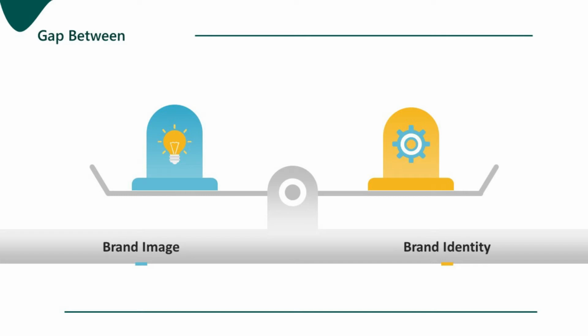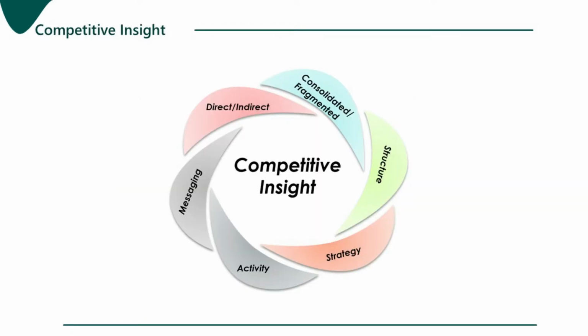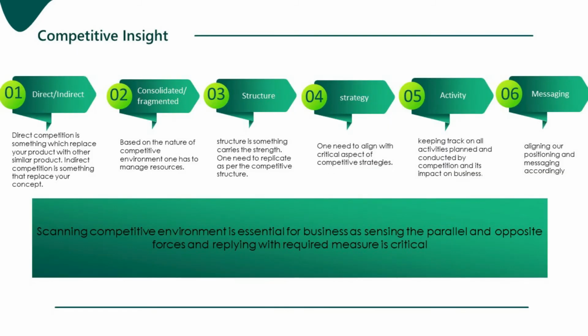It is evaluated on the basis of 3 concepts. First is perception, that is how the brand is perceived by the customer. Second is cognition, as the brand is cognitively evaluated. And third is attitude, that is what attitude customers display towards the brand. Scanning the competitive environment is essential for the business, as sensing the opposite and parallel forces and replying with equal measure is needed. This exercise involves 6 steps.